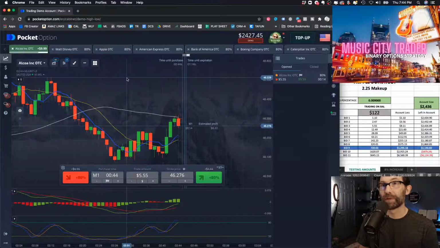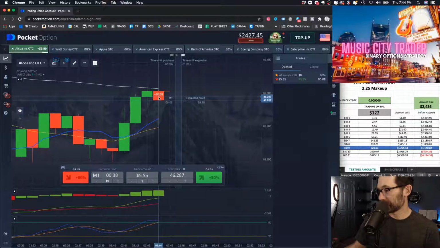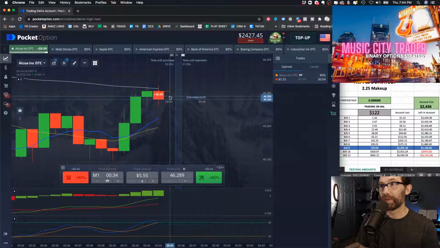I've got Apple, or Alcoa is what I'm on now. And look at that. It does look like it's going to flop it down. So I had 2 losses there, and then it looks like this one will be a win. So that's my first win.